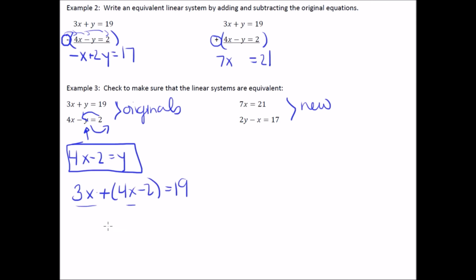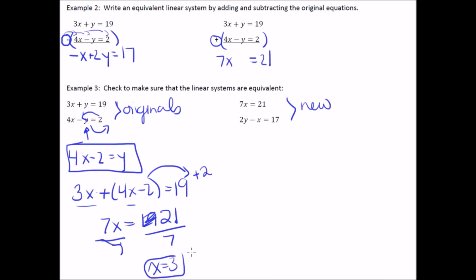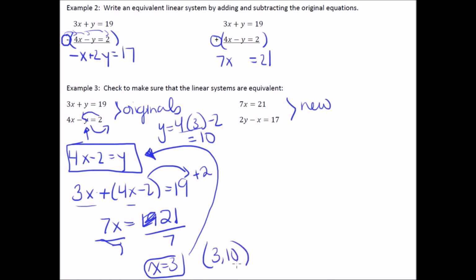So 3x plus 4x is just 7x. And I'm going to have 19. I'm going to bring that negative 2 over. It's going to be plus 2. So we can just simply do plus 21. Okay, divide both sides by 7. We have x equals 3. And then let's plug that back in to the expression that we have for y. Y equals 4 times 3 minus 2, which is 12 minus 2, which is 10. So the solution I get is 3, 10.